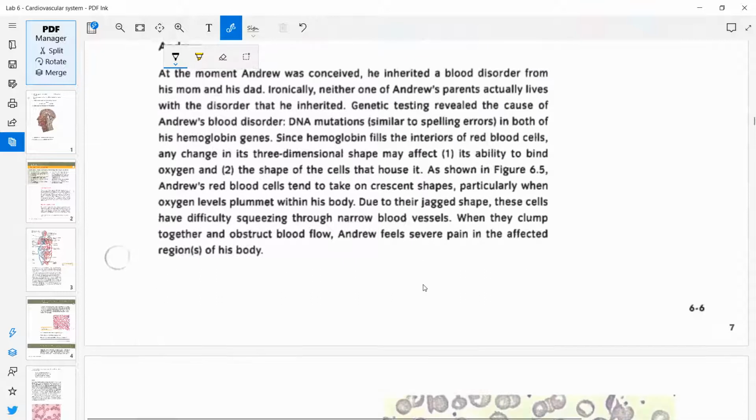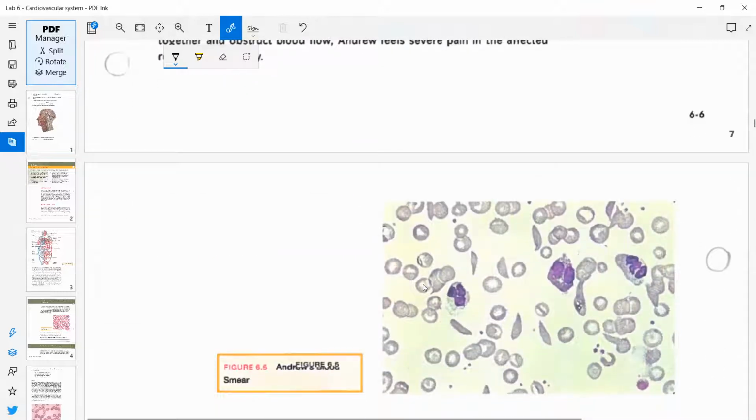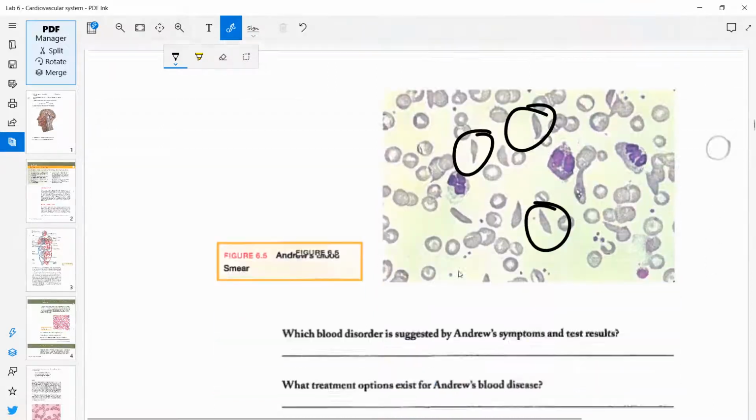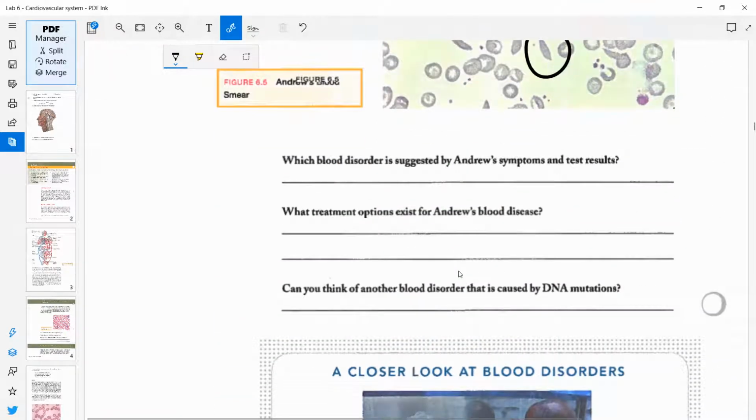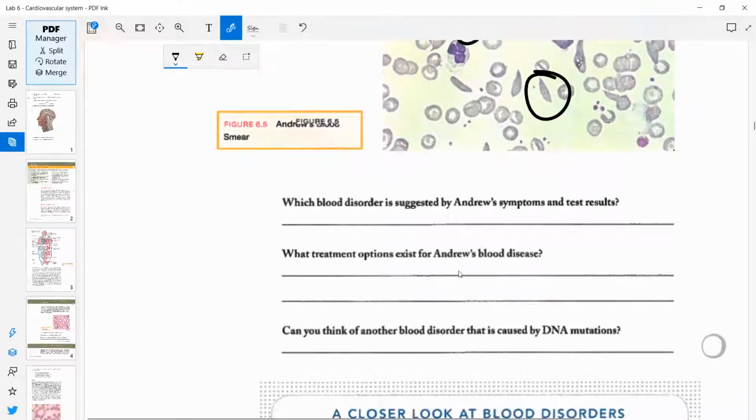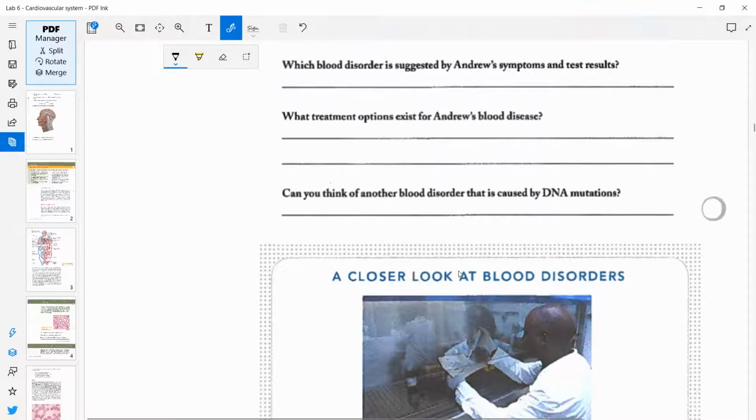And in Andrew here, we have a problem with a lot of sickle-shaped blood cells. So Andrew has sickle cell anemia. Okay. Treatment options: hydroxyurea mainly, bone marrow transplant. And another blood disorder that is caused by DNA mutation can be leukemia or it can be thalassemia.